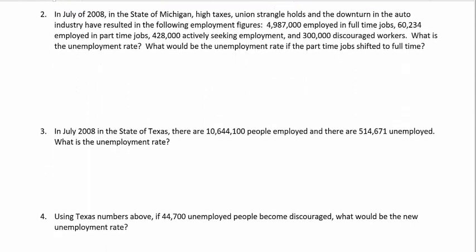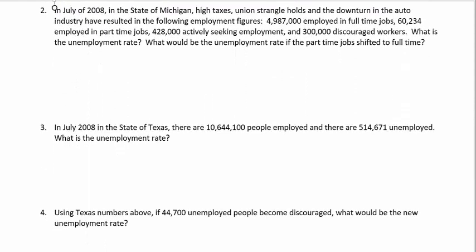Number 2. In July of 2008 in the state of Michigan, we have all kinds of problems. Let's see, we've got employed numbers of 4,987,000. That's full-time jobs. We have 60,000 in part-time jobs. Well, guess what? The 60,234 in part-time jobs, they are considered fully employed as well. And then we have 428,000 seeking employment. So we're going to call them the unemployed.